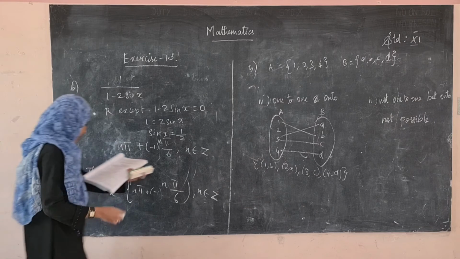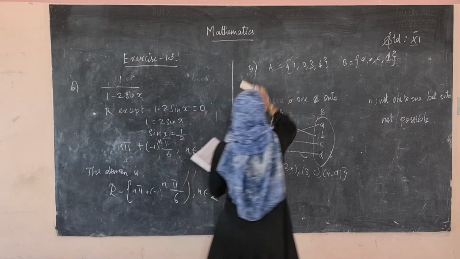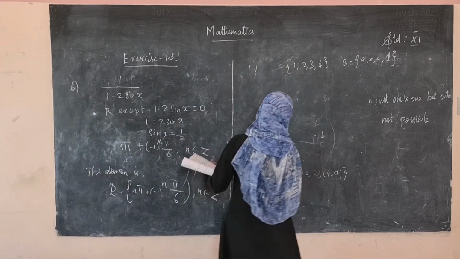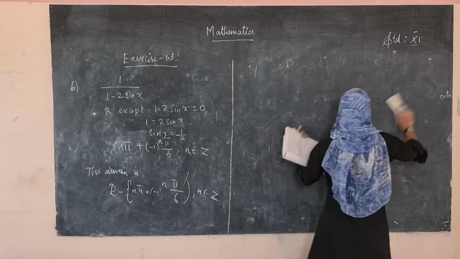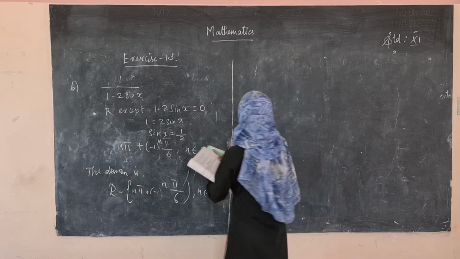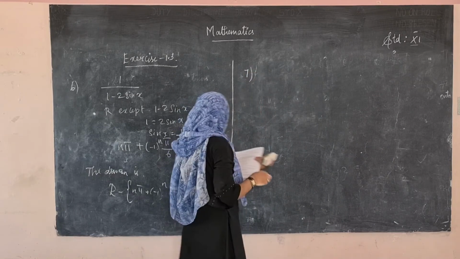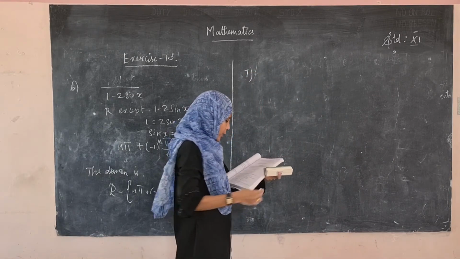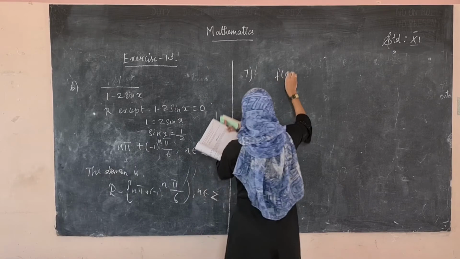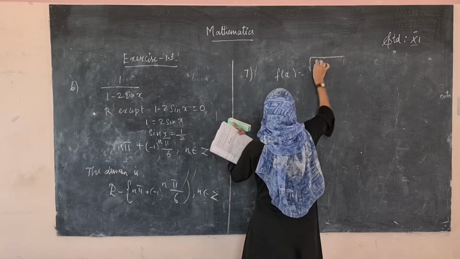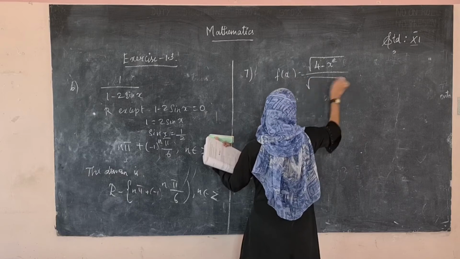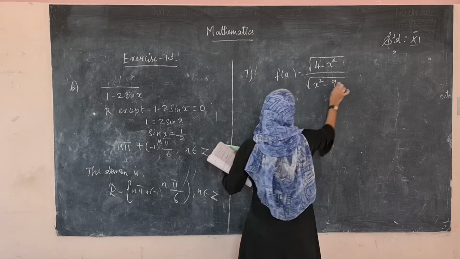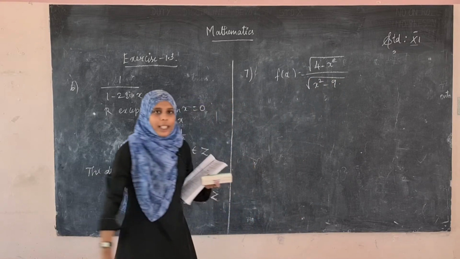Okay. Now, next sum. Find the largest possible domain. Here too we are going to find the domain. Find the largest possible domain of the real valued function f of x is equal to root of 4 minus x squared divided by root of x squared minus 9. So, this type of sum we have seen in the example, right?